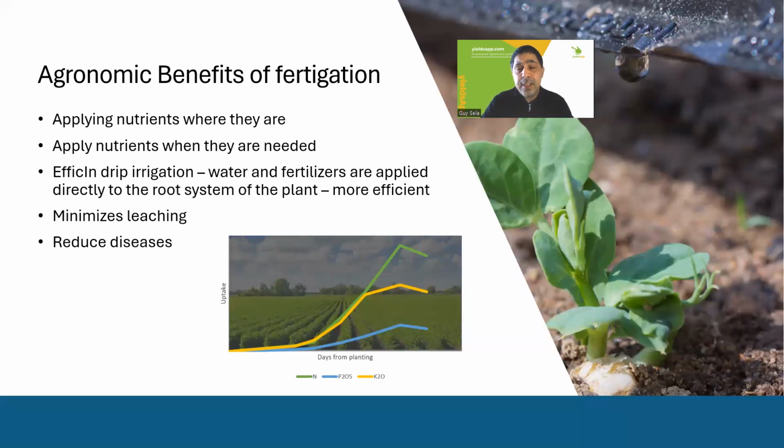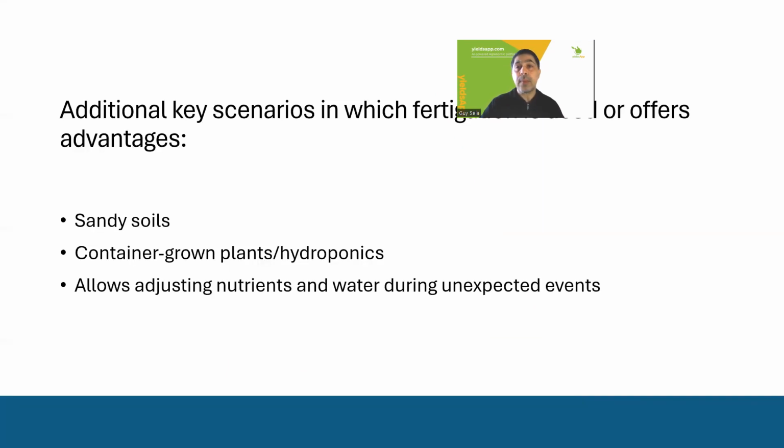Another advantage here is reducing diseases, and the reason it can reduce diseases depends again on the irrigation system. Any sprinkler system, or pivot, will still wet the leaves, but in drip irrigation we avoid that. So we don't wet the leaves, and that reduces plant diseases. Now, there are also some additional scenarios in which fertigation can offer benefits or sometimes must be used, all right?